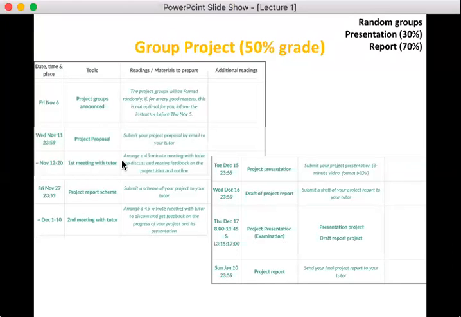And then you have the report for which you submit a draft on Wednesday, 16th of December to your tutor through the system to Canvas. And your tutor will give you some feedback, and then you submit the final report by January 10th. And this will be evaluated. So the final report will be evaluated, and the project presentation, including your answering, will be evaluated.